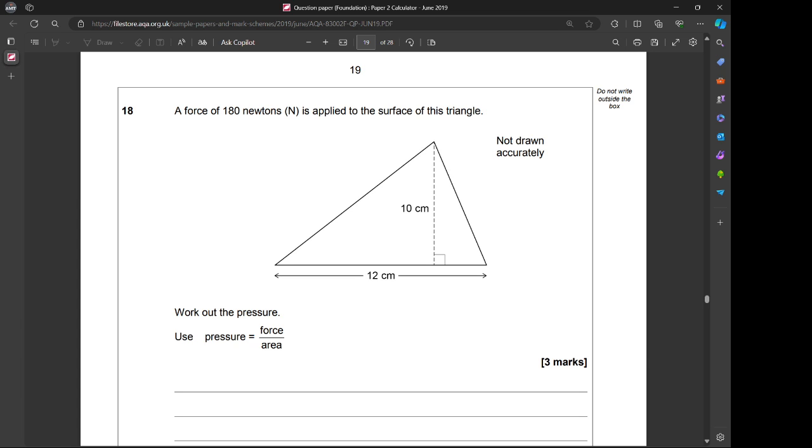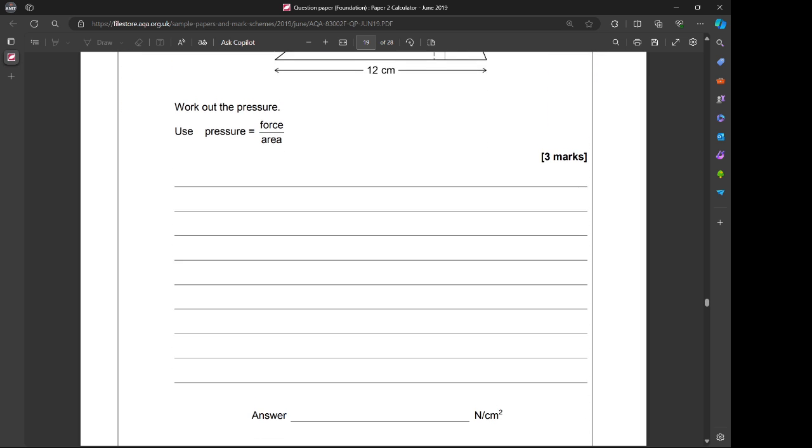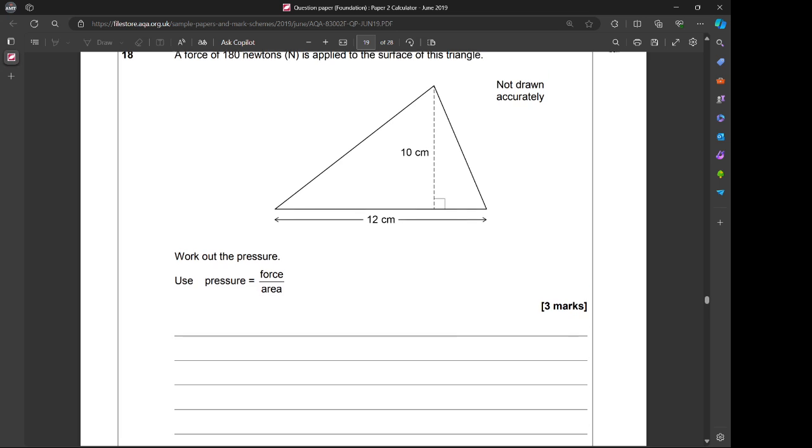Question 18, guys. A force of 180 newtons is applied to the surface of this triangle. Work out the pressure. So pressure is force over area. To work out the area of the shape, it's a triangle, so it's base times height divided by 2. So 12 times 10, which is 120, and then half it will be 60. To work out the pressure, it's 180 divided by 60, which will be 3. So it will be 3 newtons per centimeter squared.